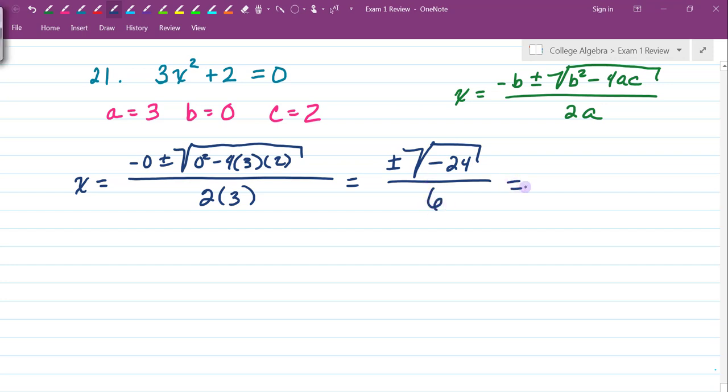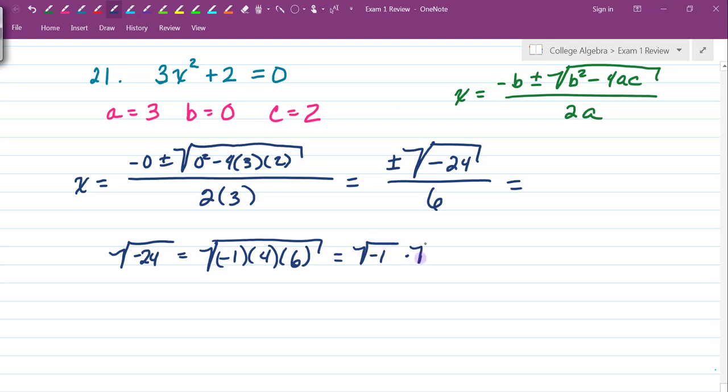So the square root of negative 24, we can pull out an i, and we can also pull out a 4, because the square root of negative 24 is going to be equal to the square root of negative 1 multiplied by 4 multiplied by 6. Okay? And that is equal to the square root of negative 1 times the square root of 4 times the square root of 6. Square root of negative 1 is i. Square root of 4 is 2. And then we just have the square root of 6. So that's how that works out.